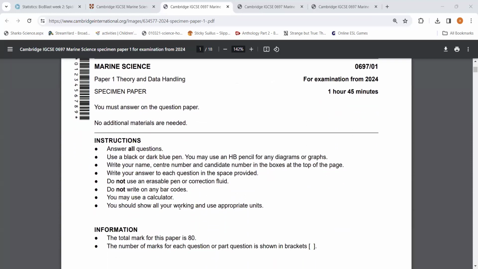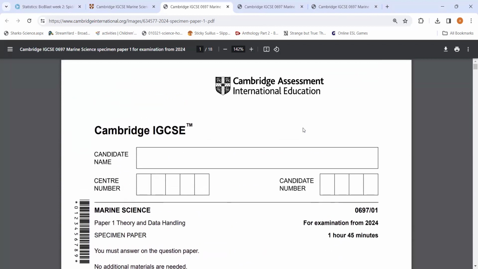So again, take a scientific calculator, a pen for your written questions and a pencil for diagrams or graphs. It's very useful.